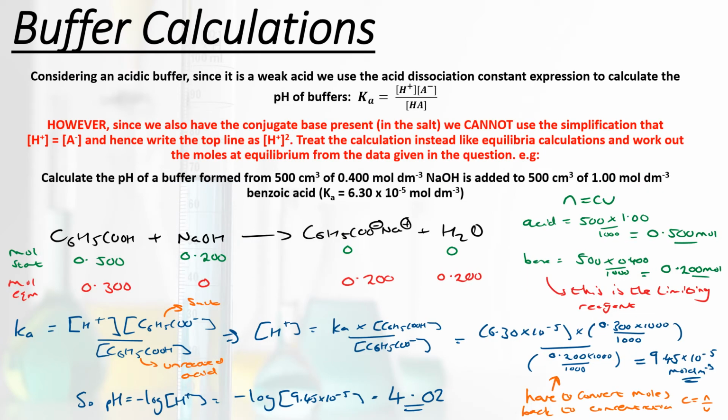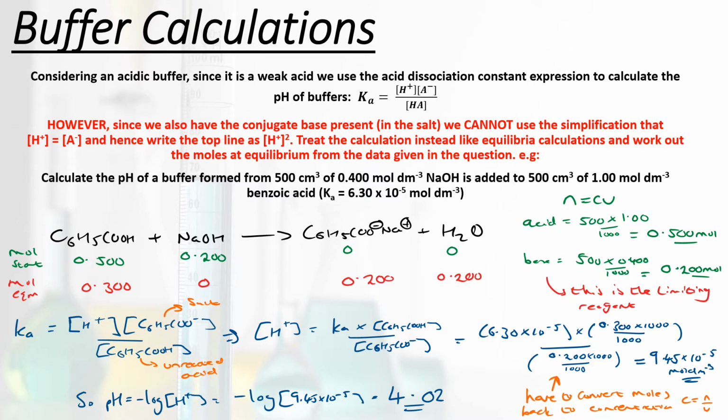So now we come to the real meat of this, and actually calculating some values for buffers. If we consider an acidic buffer, since it's a weak acid, we can do what we did in the weak acid video and simply write an acid dissociation constant expression to calculate the pH. So we have our Ka is equal to [H+][A-] over [HA]. That's our simple equilibrium expression of concentration of products over concentration of reactants.